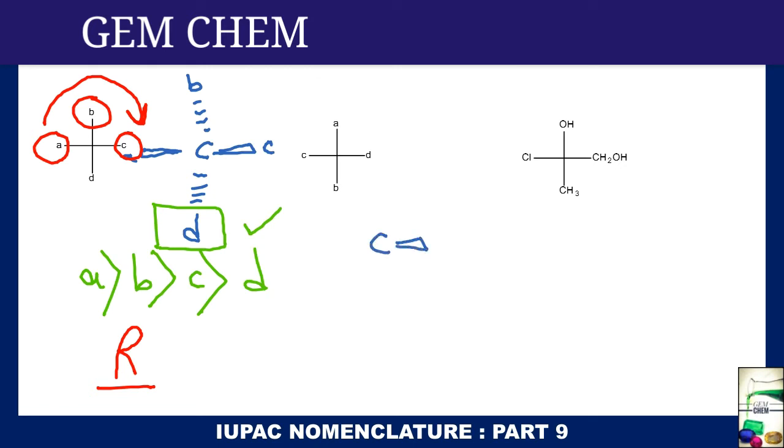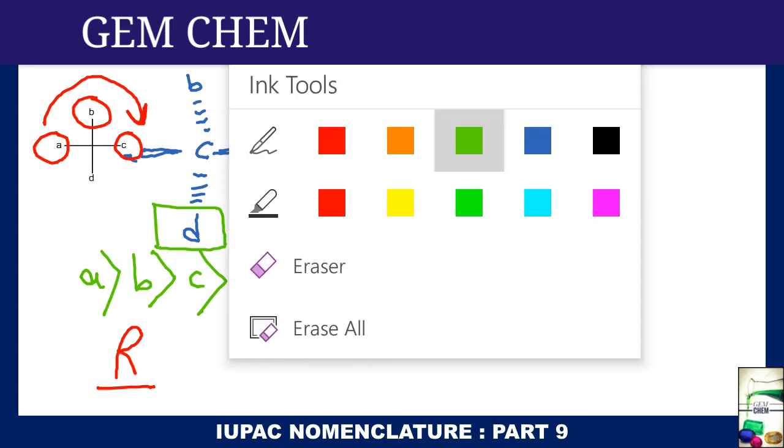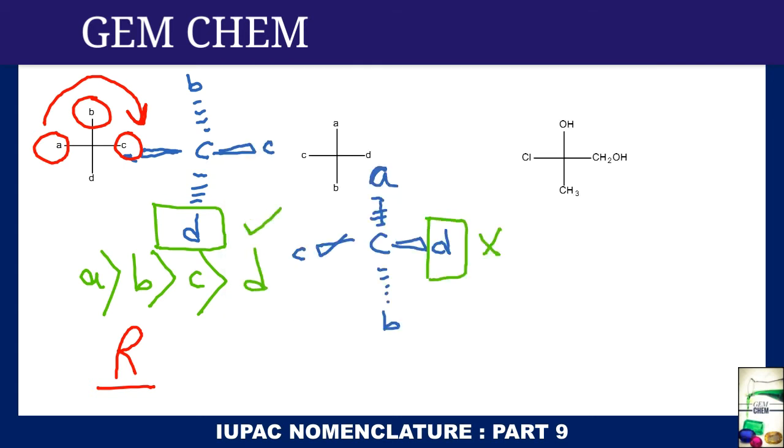If we draw it explicitly, this is D, this is C, this is below the plane, so this is A, and this is below the plane, B. Now if you focus on D, D is above the plane. So this particular configuration cannot be used to assign R or S. So we have to get an equivalent Fisher projection. What we can do is exchange a group of 3 to get an equivalent projection. So ultimately we get this kind of thing, that is, this is A, here comes B, here comes C, and here comes D.